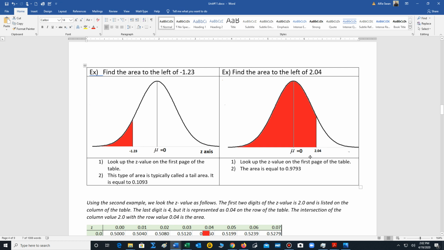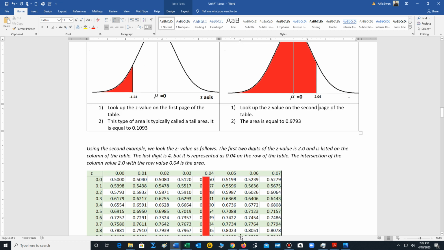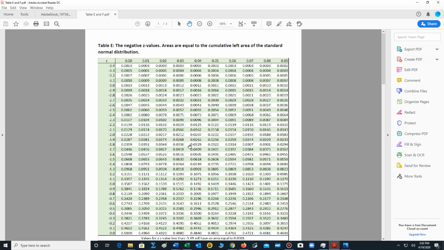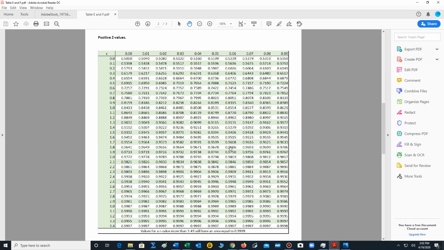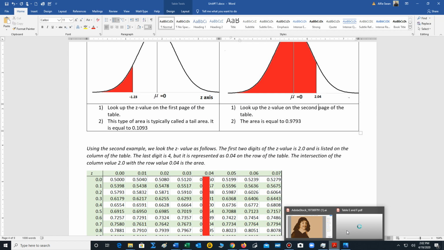Now for the second example, it's a positive z-value. So it says look up the z-value in the table. In this case, we have to go to the second page, not the first page, because all the positive z-values are on the second page. So you go to the second page. Let's go down here. This is where the positive z-values are. And we're going to look up 2.04.